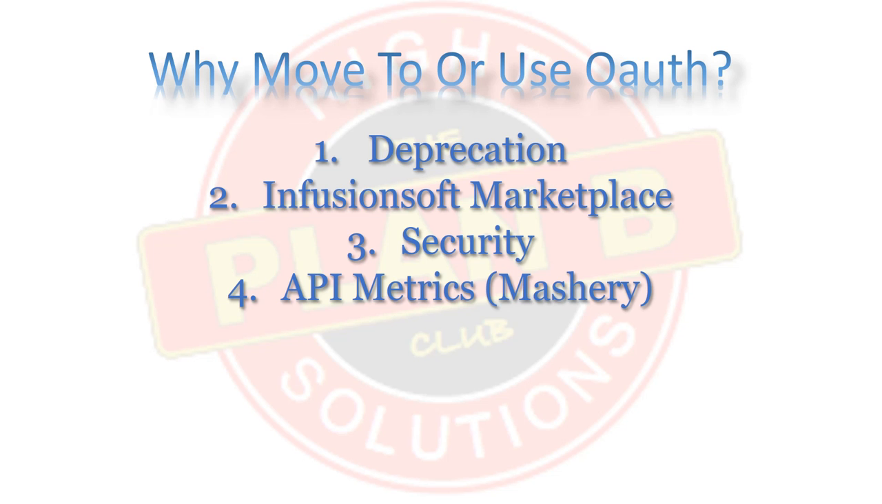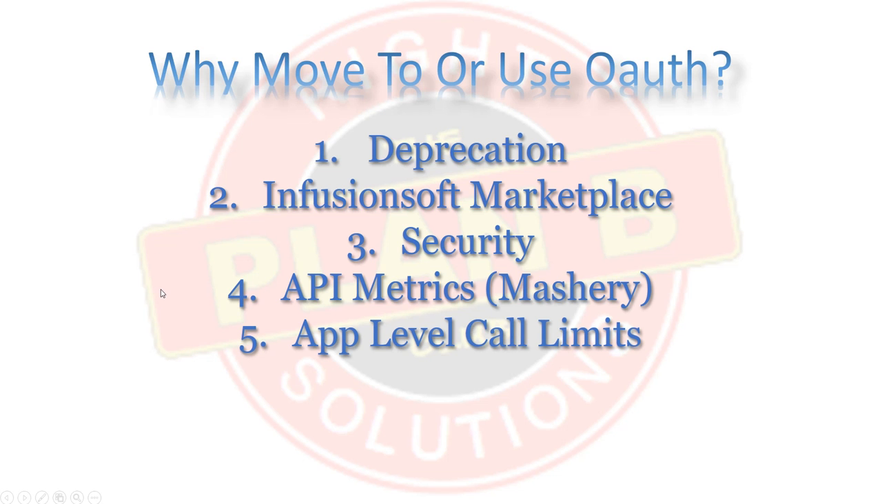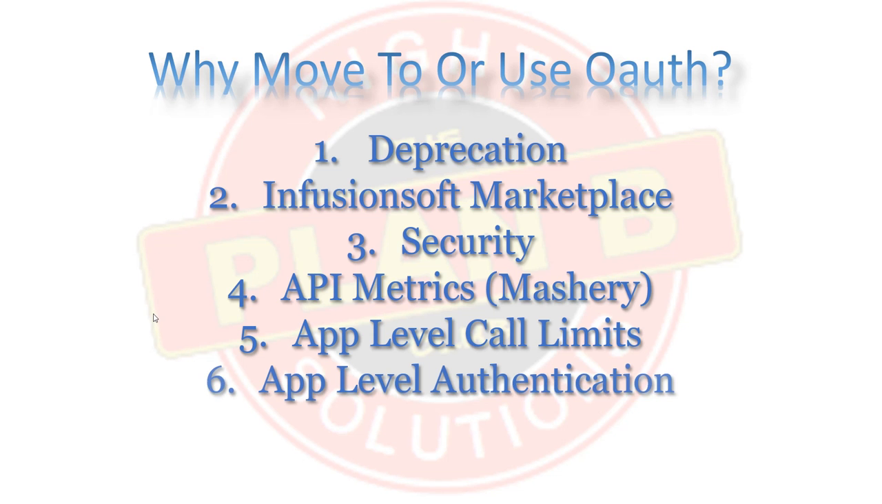Of course we could, but the fact is that it would be a lot easier if we had a central way to do it. So for API metrics, OAuth also lends itself well to that. App level call limits: basically you can specify, or the user can specify, exactly what app they want access to. That was also the case with the API key function, but the API key function comes with further complication, and I'll explain that in just a moment, which is to say app level authentication.